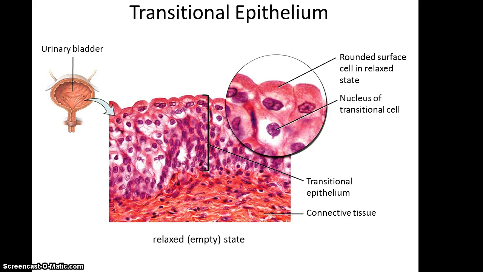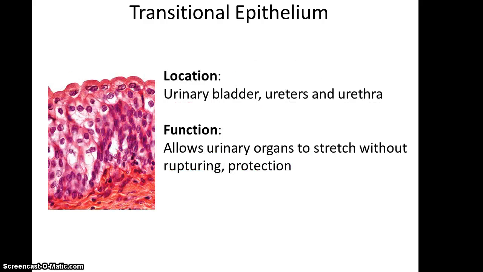The reason for this is that they are found primarily in the urinary system. So for instance, in the urinary bladder, when the bladder is relatively empty, these cells and these tissues are in a relaxed state, and so they are rounded. But when the bladder fills up, the tissue will get stretched, and these cells will start to look more flat in nature. So again, it's found in the urinary bladder, the ureters, and the urethra, and it functions to allow the urinary organs to stretch without rupturing, and also therefore to provide some protection.